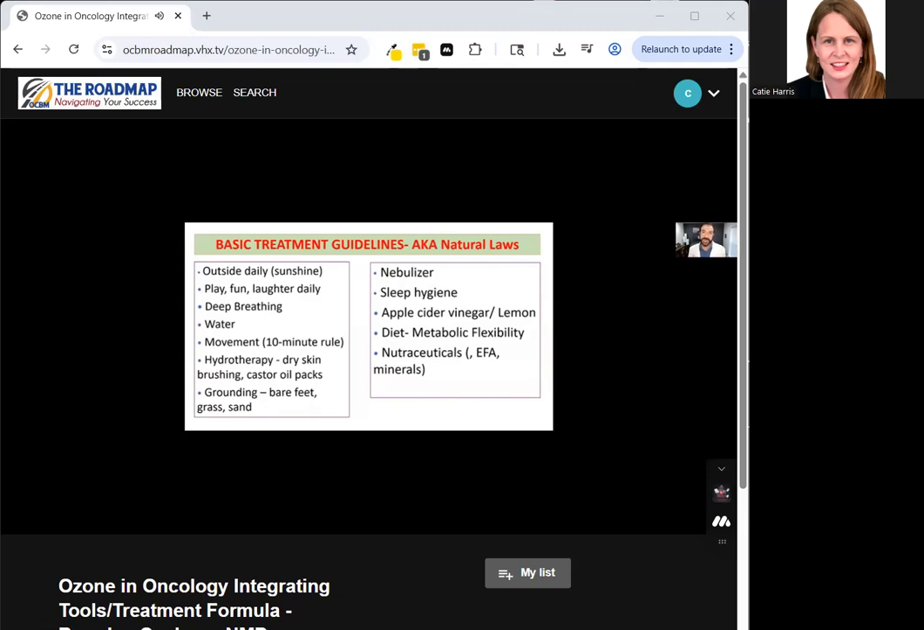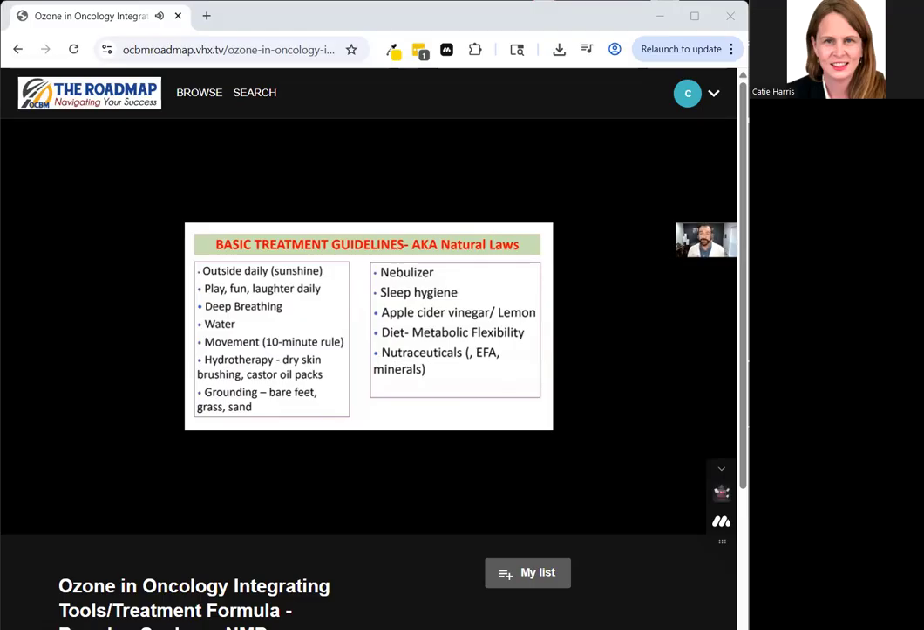And then you pick whatever diet works for you. Metabolic flexibility, carnivore, keto, whatever diet that is, of course, low carbohydrate focused, and then specific nutrient therapies. So these were all things that are basic treatment guidelines.